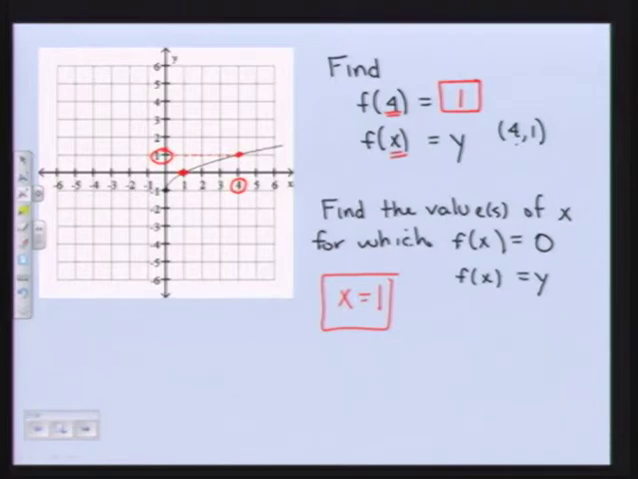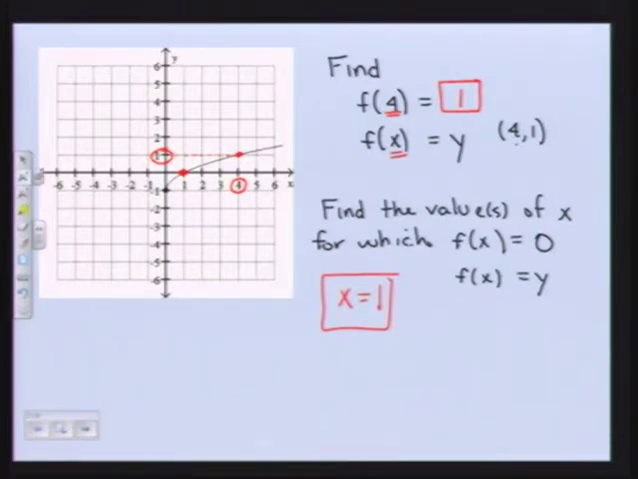Okay. So in one case you're looking for your x, the other case you're looking for your y. You need to make sure that you know which one you're doing.